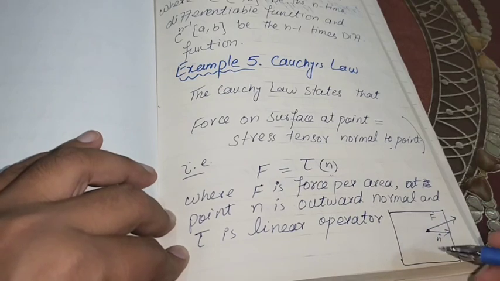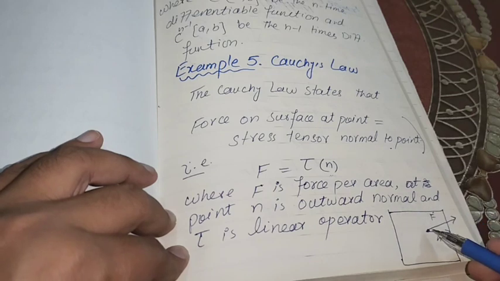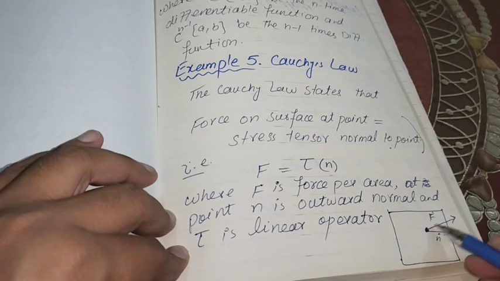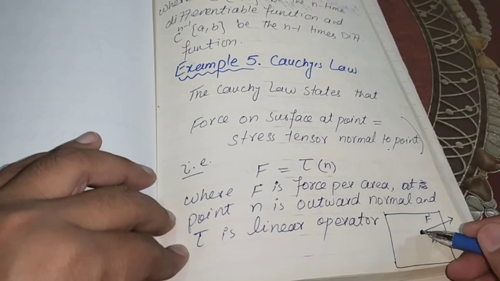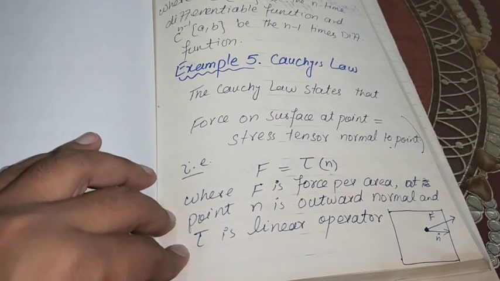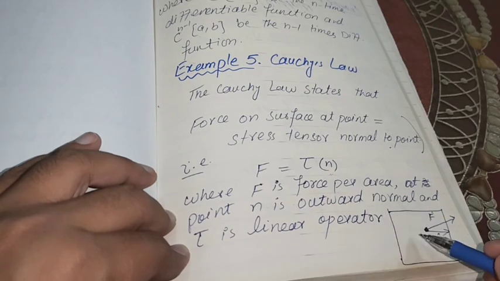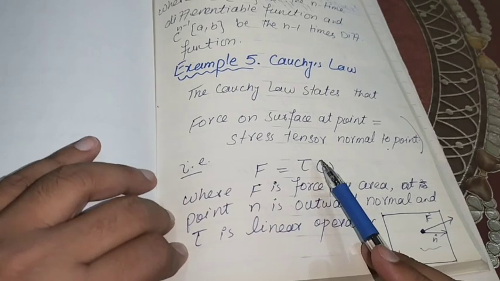Here F is the force on the surface, and n is the normal at that point. So tau is the linear operator, and we define this condition as F equals tau of n.